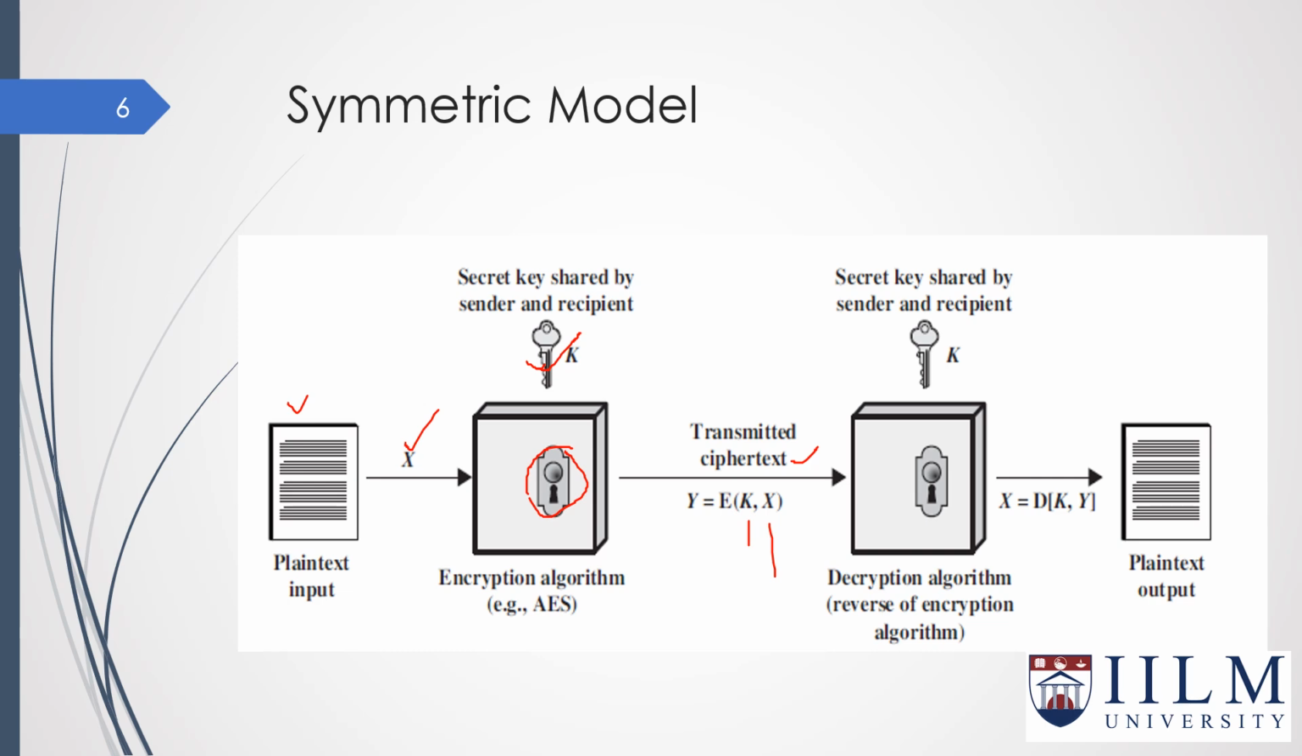When the receiver wants to read the message, the receiver uses the same key. This key and this key, these two are the same, it is k. The same key is utilized again with the reverse algorithm. Using the reverse algorithm, this is y equals encryption of k comma x, and x equals decryption of k comma y. So again the receiver gets the plain text. The way the message is converted into encrypted form and back into decrypted form, from plain text to ciphertext and ciphertext to plain text, describes the symmetric model.